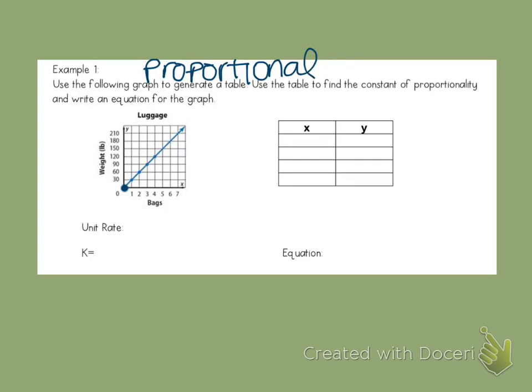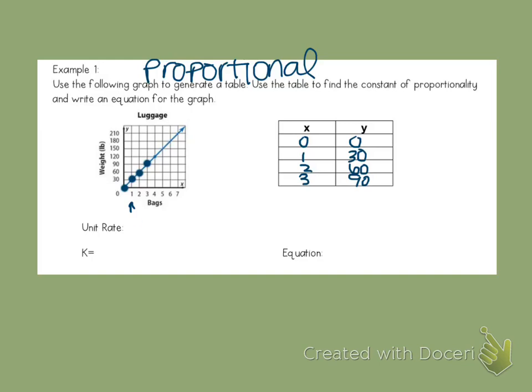Okay, and so for the table, we're going to just grab some values from what we see on the graph. So we see that 0, 0, the origin, is a value. Then right here on bags, we go over 1 and we go up to where we meet the line. That's 1 bag, which is your x value, and 1 bag's weight is 30 pounds. And then we can just continue going up from there. Go over to the 2 and up to the dot. And 2 bags is 60. And then one last one, 3. 3 bags is 90 pounds.